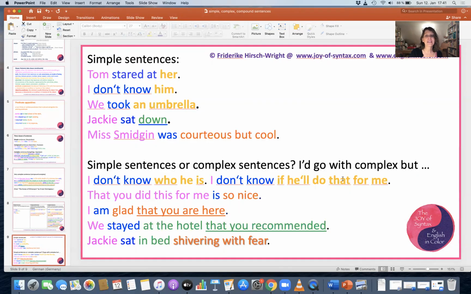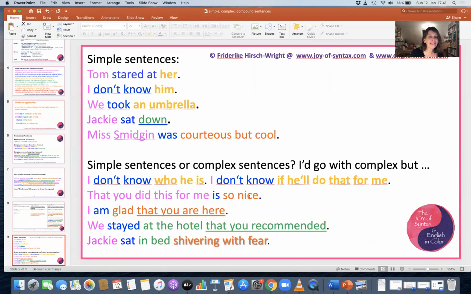I don't know if he'll do that for me. Again, if or whether is a type of noun clause. This type of if clause is not to be confused with the adverbial clause of condition. If you are nice to me, I'll be nice to you. This is an indirect question, like, will he do this for me? I don't know whether he'll do this for me. So this is a particular kind of substantive clause or noun clause.